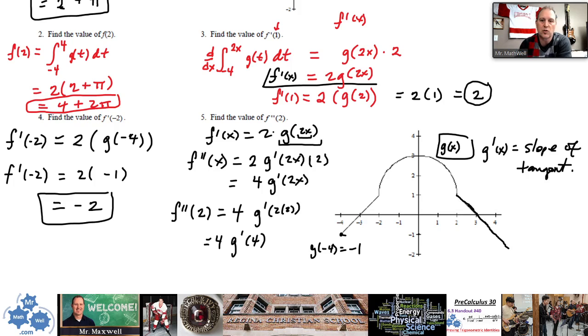Then we have to consider what is the slope of this line right here. You would literally take the slope of this. It's a linear line. So what is this? This is -1, this is to +1, so that's 2. And then that's 2. So the slope is -1. So g prime evaluated at 4 is -1. Everybody see that? It's the slope of the tangent line, and it's a straight line section, so it's just the slope of that line. So we have 4 times -1, which is -4. So f double prime evaluated at 2 is -4.